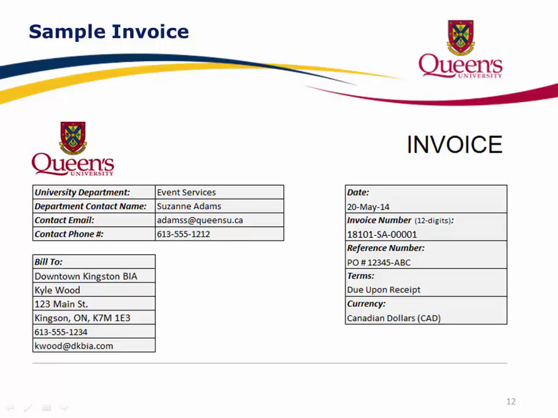The billing department is Event Services. The departmental contact name is Suzanne Adams. Ms. Adams includes her email address and telephone number. Just below this section, in the Bill To section, the customer's name and contact information is entered. In this case, the Downtown Kingston Business Association, in care of Kyle Wood. The business address and telephone number and Mr. Wood's email address is included.